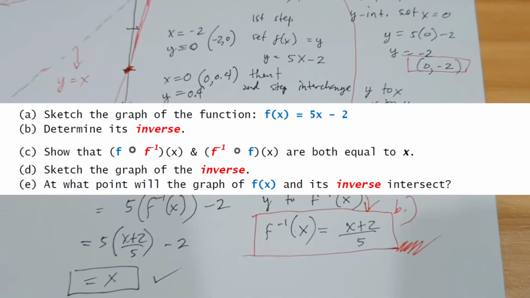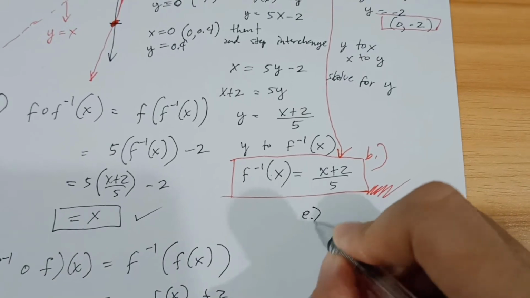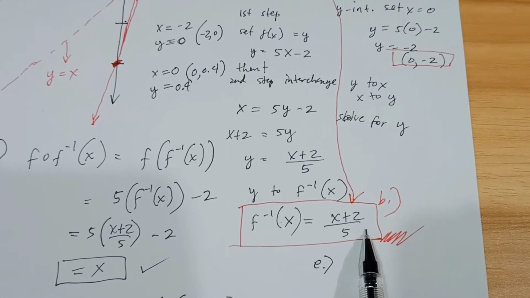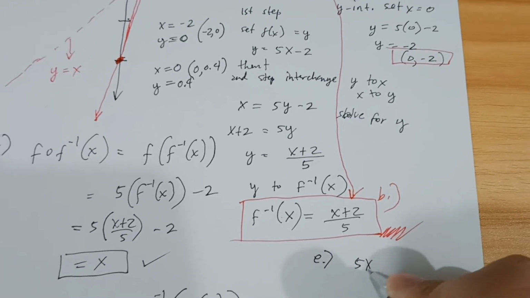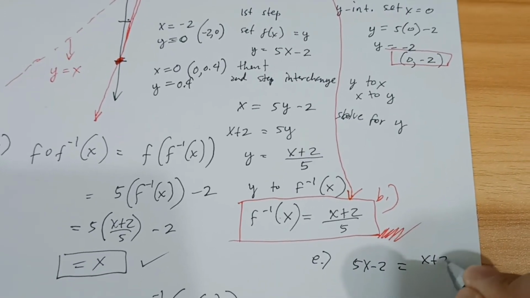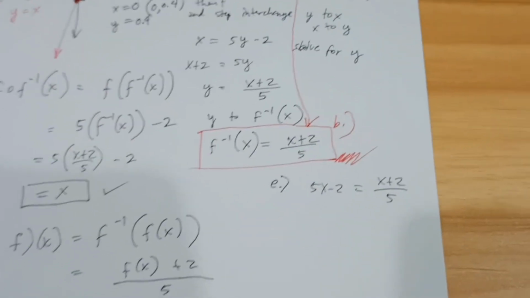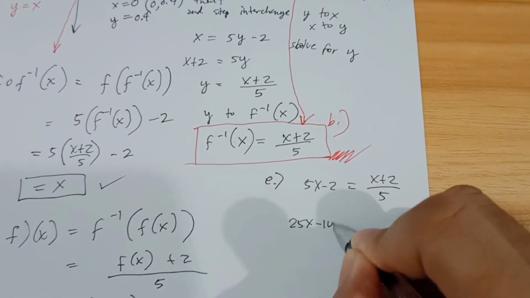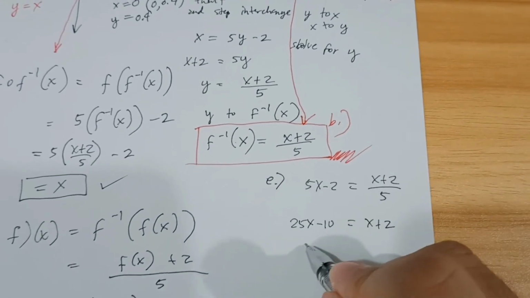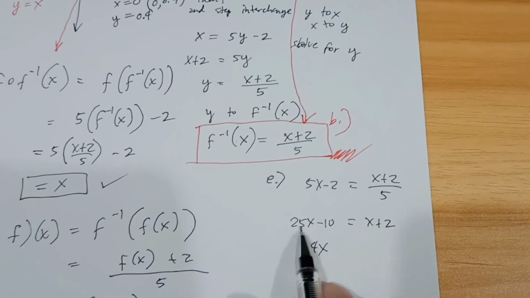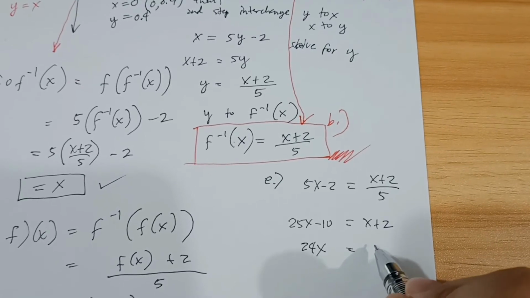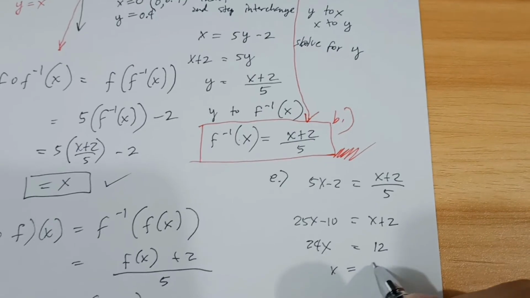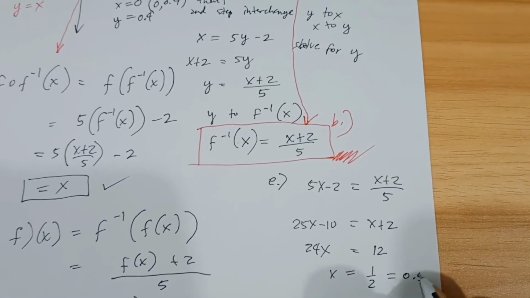So, last question natin is, at what point will the graph of f of x and its inverse intersect? Dito, sa letter E, equate lang natin to, di ba? Kasi y to, y din tong given natin. So, 5x minus 2 is equal to x plus 2 over 5. Cross multiply: 25x minus 10 equals x plus 2. So, 24x equals 12. X is 12 divided by 24, 1/2 or 0.5.